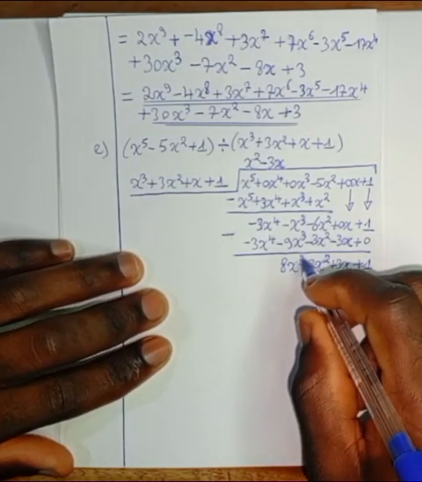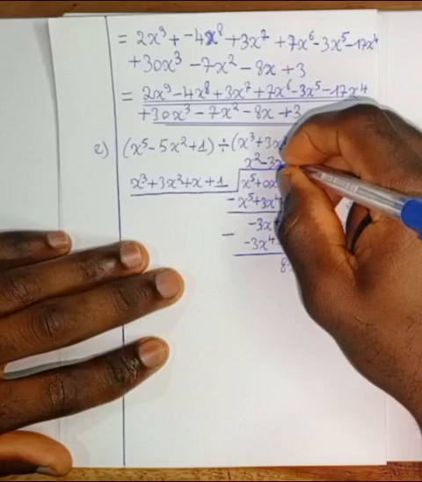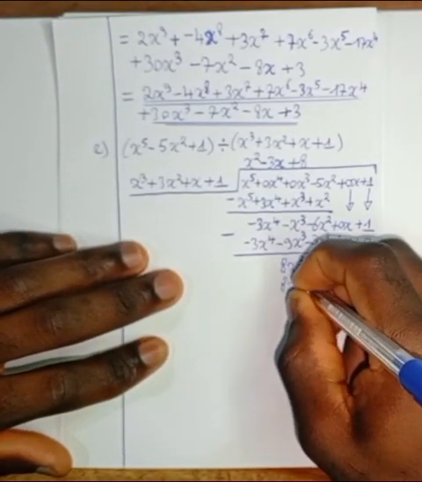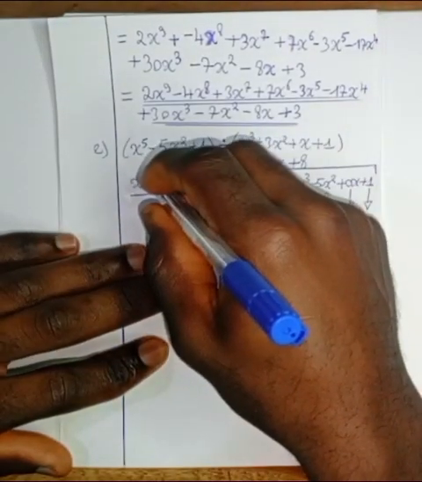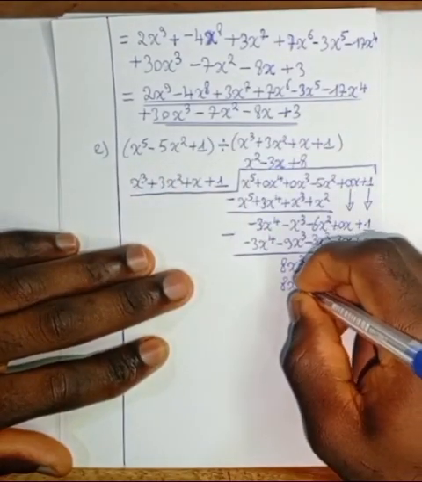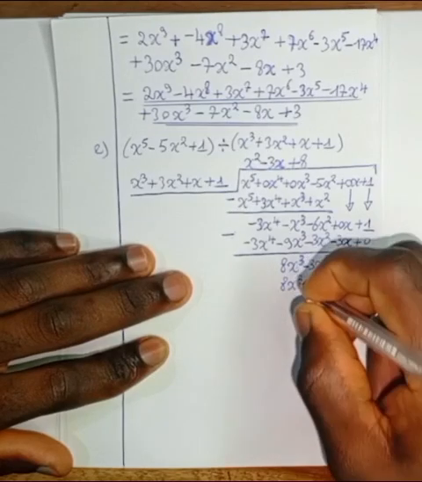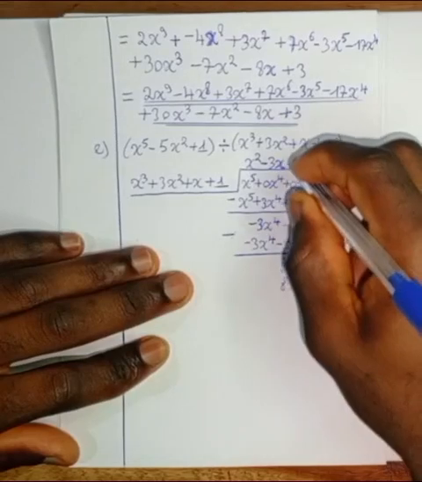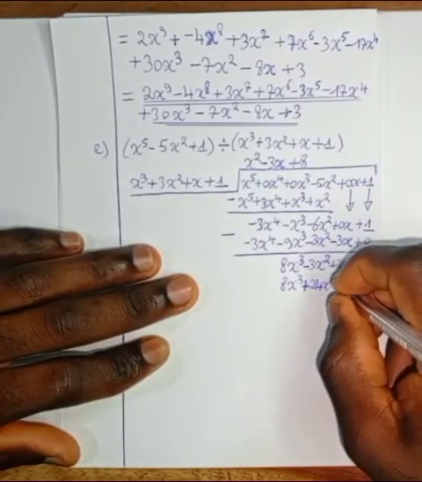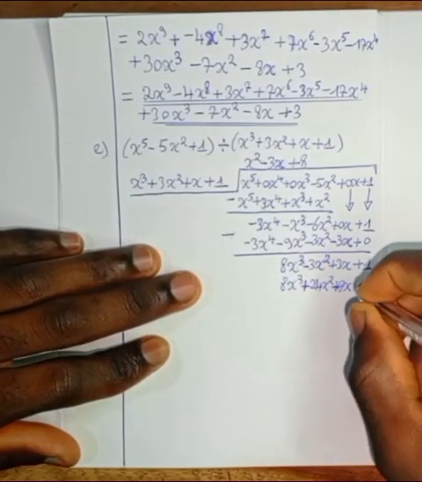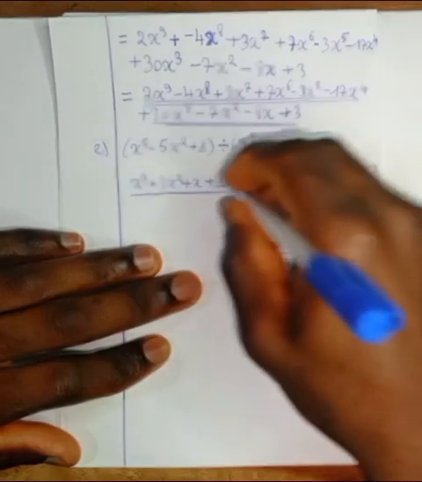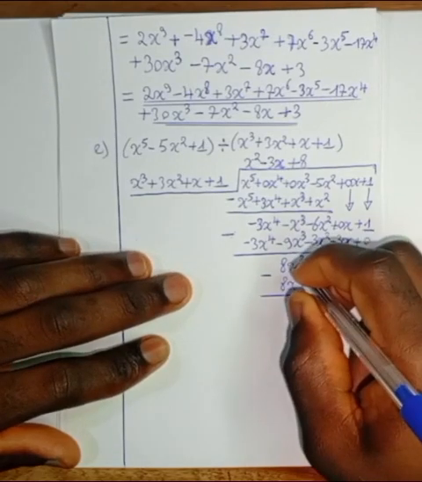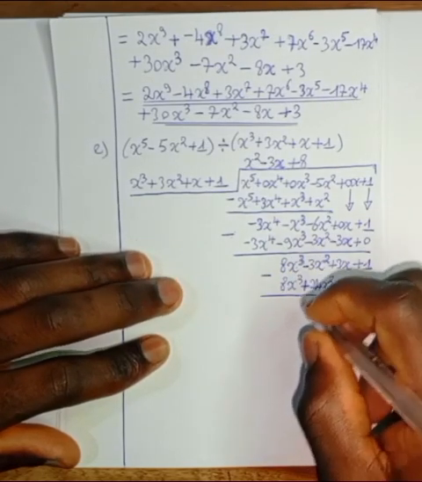Next we divide 8x cubed by x cubed, it gives us plus 8. 8 times x cubed gives us 8x cubed. 8 times 3x squared gives us plus 24x squared. 8x times x gives us plus 8x, plus 8 times 1 gives 8. We subtract. 8x cubed minus 8x cubed gives 0.